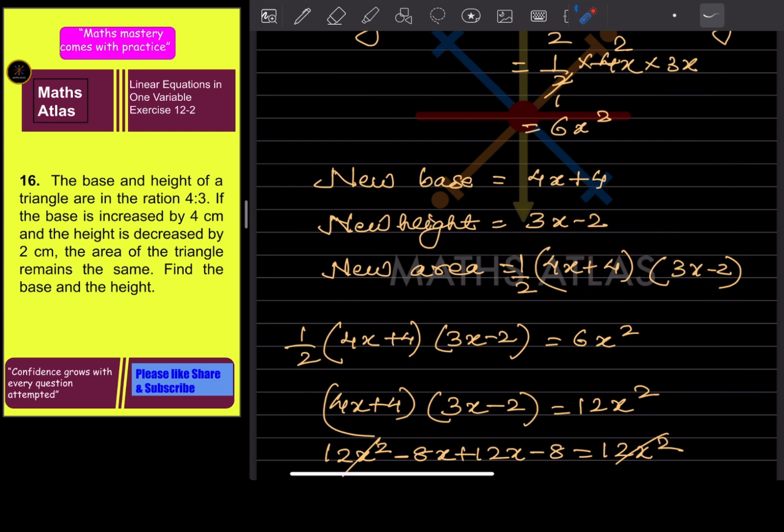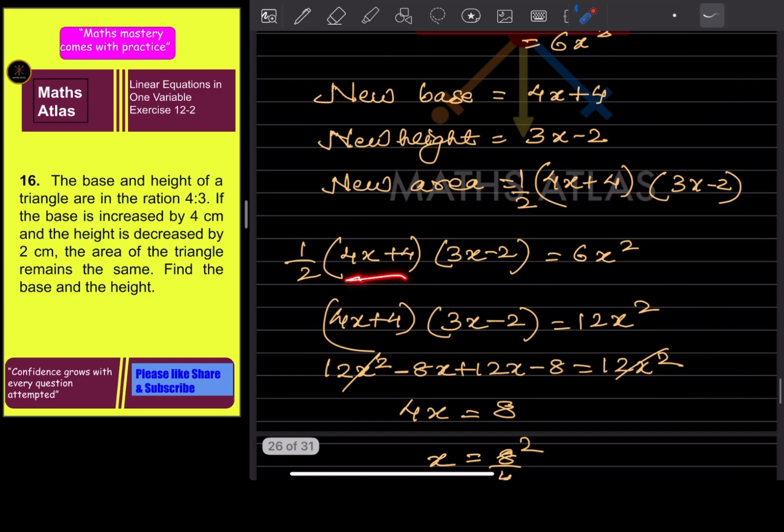Now they said in the next sentence, the area of the triangle remains the same. So this was the new area and this is the old area, so it remains the same. So now what we can do, this is multiplication, let us take this 1 by 2 to the other side. When it goes to the other side, 1 by 2 becomes 2. So 6 into 2 is going to be 12x square.